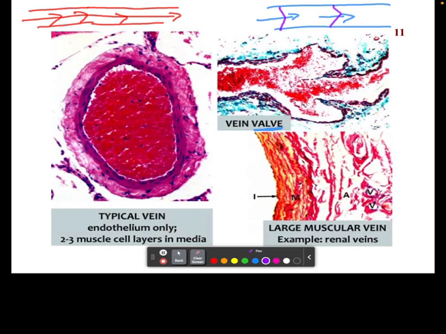So we do have these valves all throughout the veins to help keep the blood going forward and not coming backwards because it's such low pressure compared to the arteries.